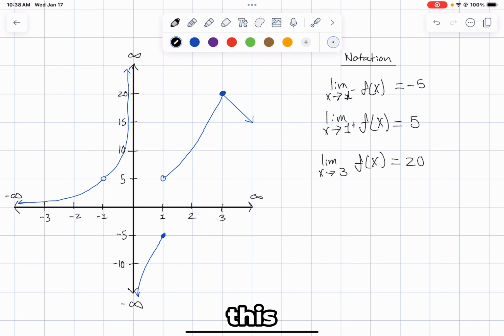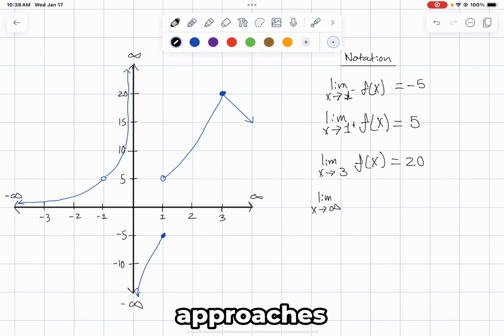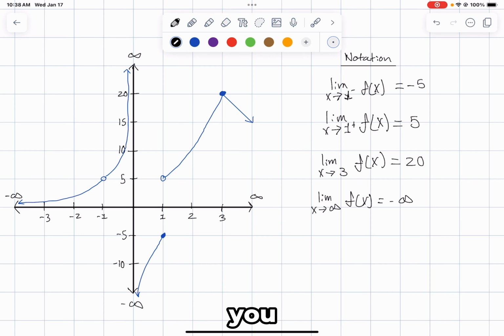Finally, we have this last limit here. As our function goes to infinity, we have an arrow that's just pointing down, meaning that it's just going to keep going straight in that downward direction, which means that our limit as x approaches infinity for f of x is equal to negative infinity. There you go. Those are some examples of notation for left-hand, right-hand, one-sided, and overall limits.